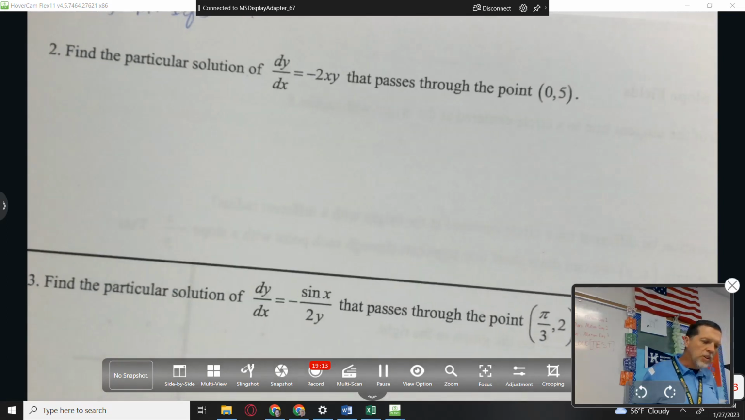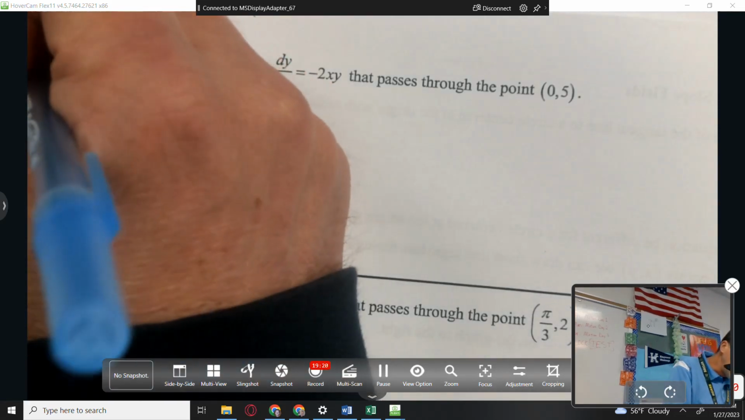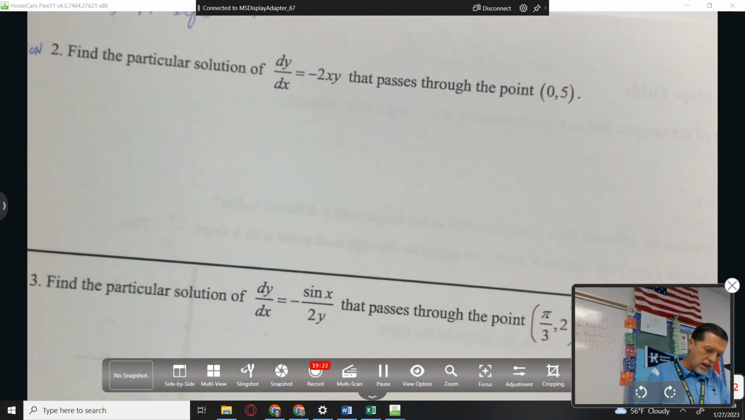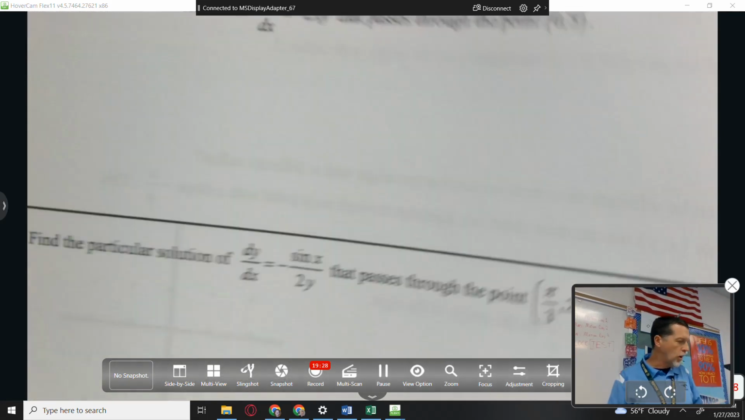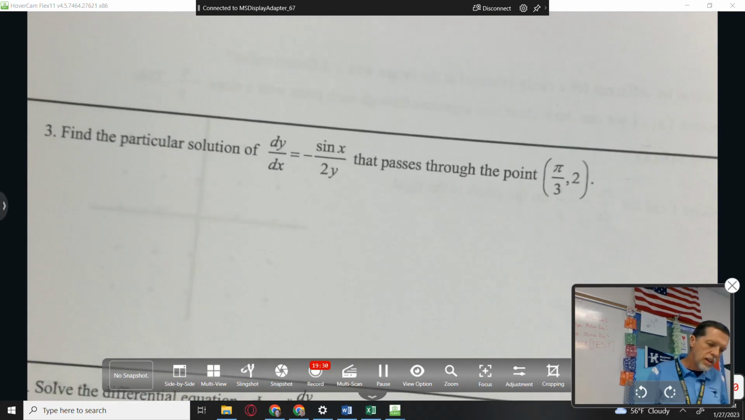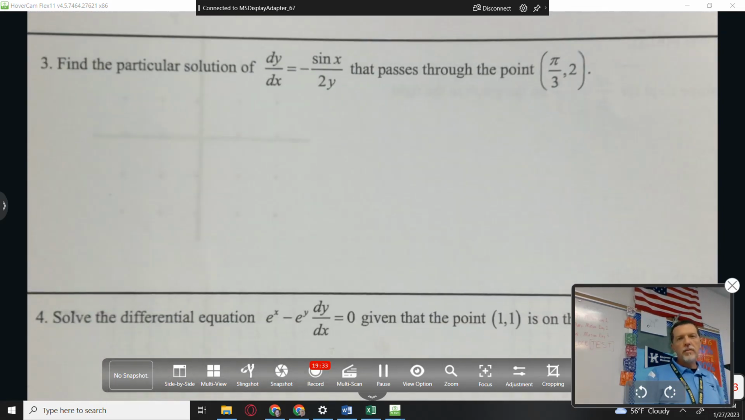Let's hold off on number 2. Something different happens on number 2, so we're going to do number 2 on Monday. All right, we've got 3 days to get through this, so we have plenty of time. So let's see if we can get 3 and 4. Number 3: find the particular solution that passes through the point pi over 3, comma 2.